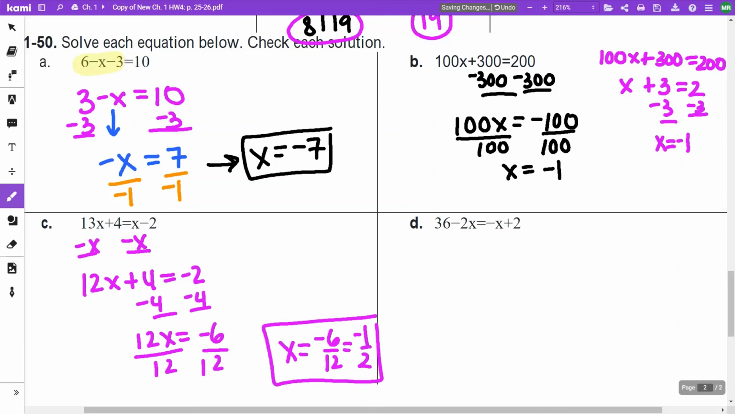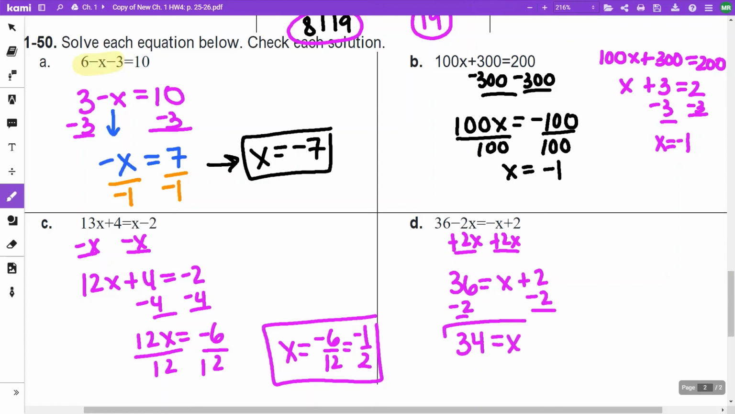On this one, I could either add x or add 2x. I'm going to add 2x. So I'm going to get 36 is equal to x plus 2. I'm going to minus 2 from both sides, and I get 34 is equal to x. And that's my answer.